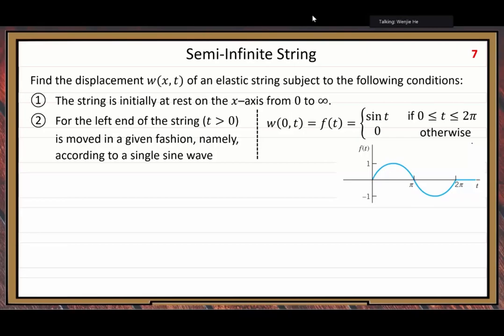That's the second condition. Third condition, right end, x goes to infinity: the limit of W of x, t equals 0 for t greater than or equal to 0. Here you can see two variables: the t variable and the x variable. Two variables. That's why we consider partial derivatives.